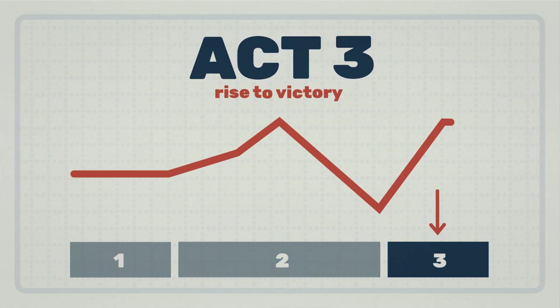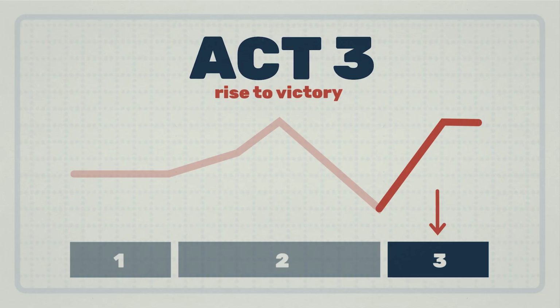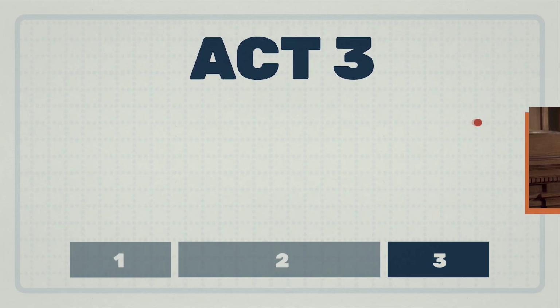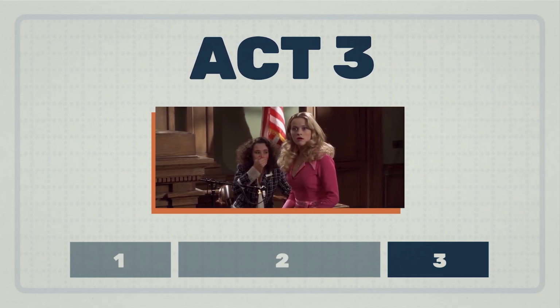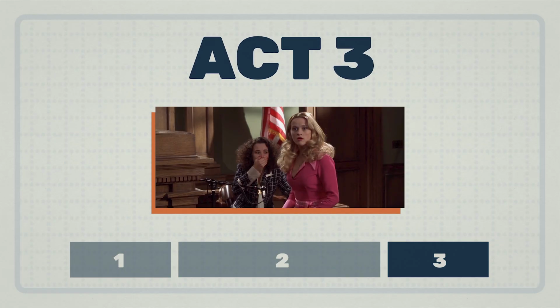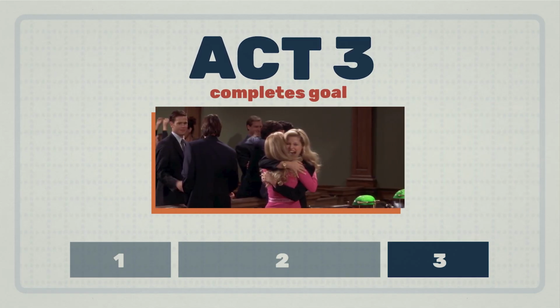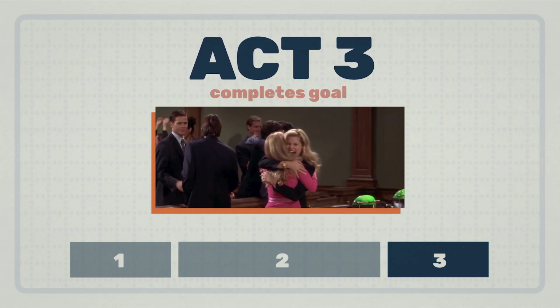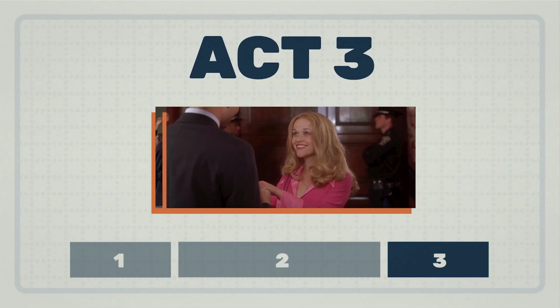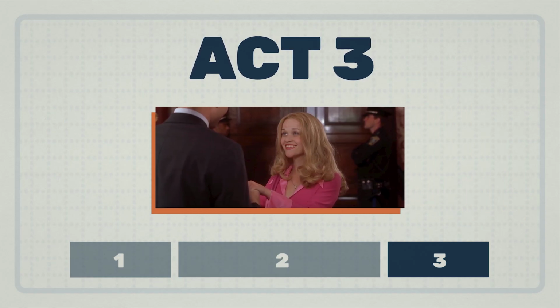Finally, Act 3 shows the protag rising up to victory. Here, Elle successfully wins the case when she uses her beauty knowledge to catch a witness in a lie. She then completes her goal of winning the case, and as for her old goal of winning Warner back, she turns him down, finally realizing she is too good for him.